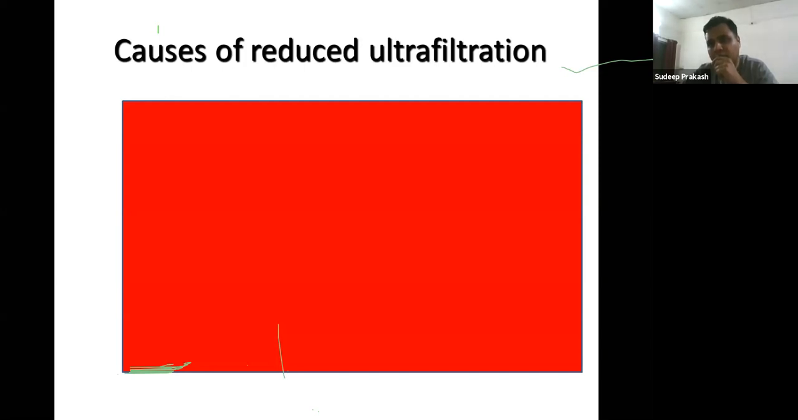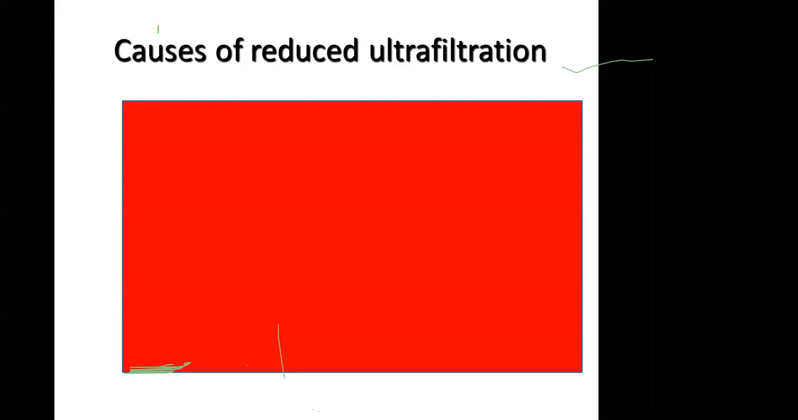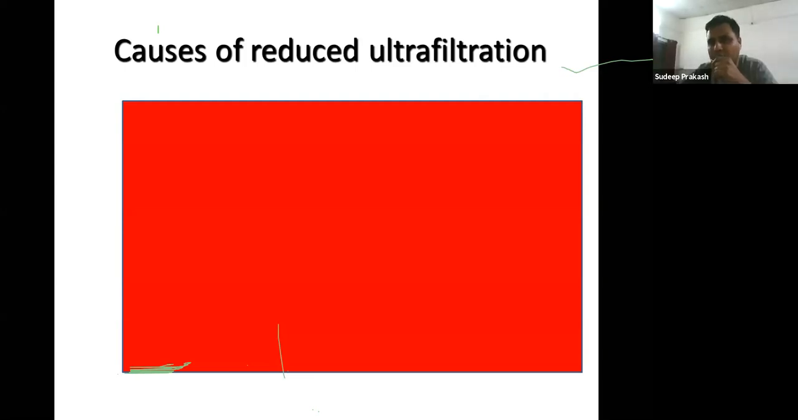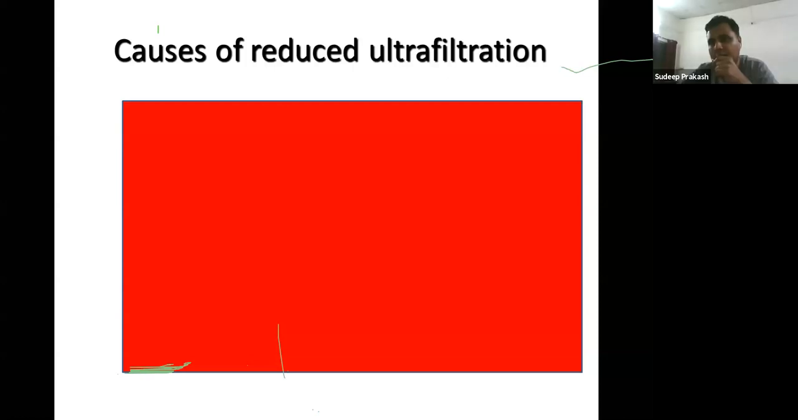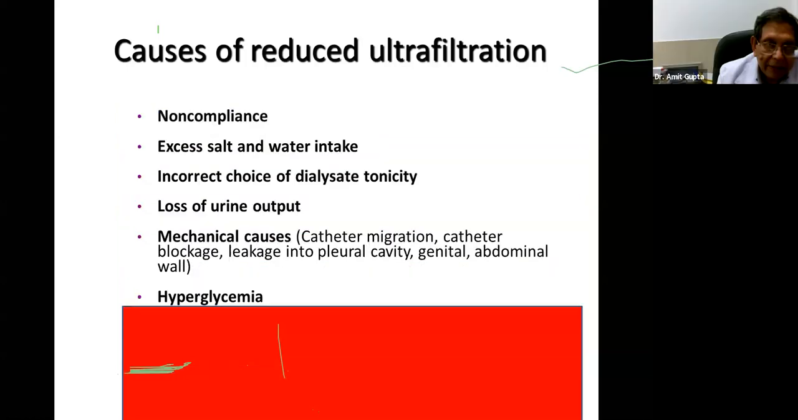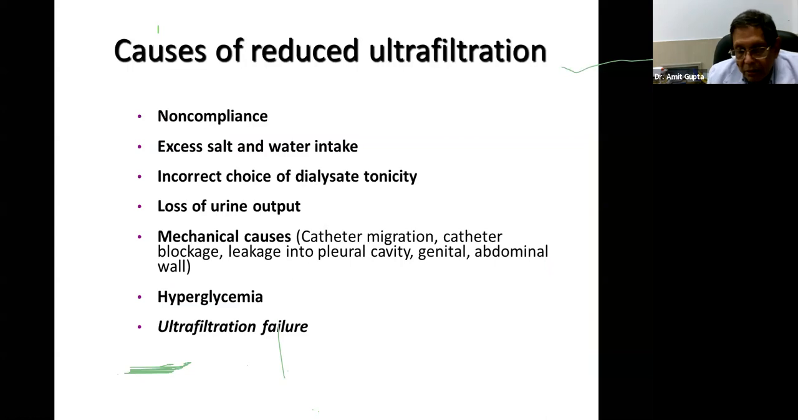The ultrafiltration failures are of two types: type 1 and type 2. Type 1 typically happens in the case of peritonitis episodes, where the patient turns into a high transporter and longer dwells lead to reduction in ultrafiltration. And type 2 ultrafiltration failure results because of peritoneal fibrosis. This happens generally in patients who have been on PD for a long duration and have had recurrent episodes of peritonitis. Okay, good. Ultrafiltration failure can be of 4 types.